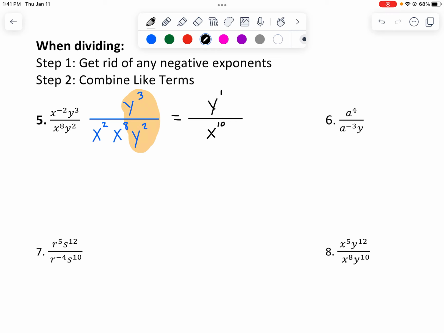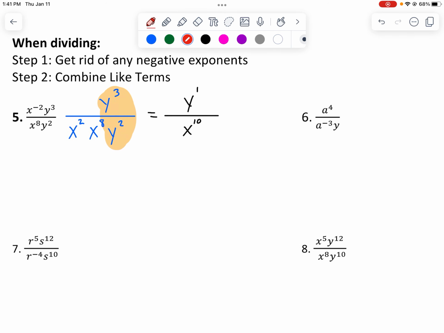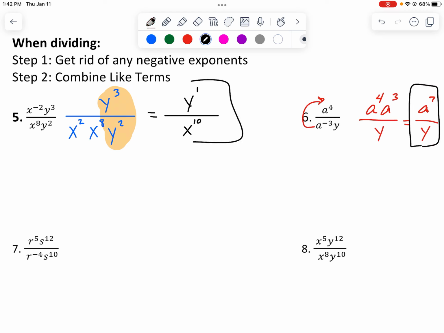I would encourage you to try 6, 7, and 8 on your own again. Pause the video. When you're done, unpause and come back to check your work. So on 6, the first thing we need to do is move that negative 3 exponent. So that a to the negative third moves up top and becomes an a to the positive third. A to the 4th was okay, y was okay. And now I see multiplying, which means to add those exponents. Nothing else can be combined there. So that is my final answer.